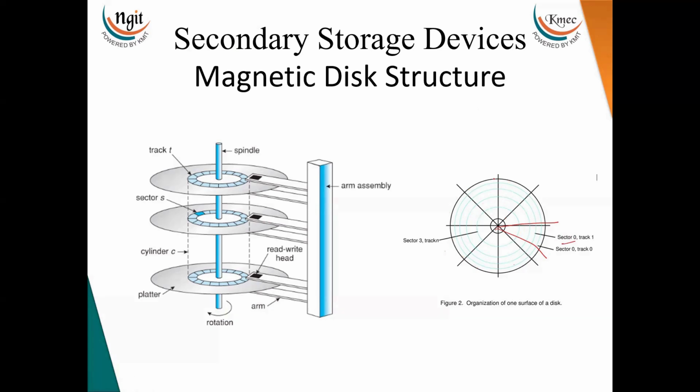Now what is a cylinder? A set of corresponding tracks. Here you can see this is one track, and this is one more track, and like that, all the corresponding tracks of all surfaces of a stack of disks form a logical cylinder. This is a track, this is a track, this is a track. All the tracks of all the surfaces of the disks together are called the logical cylinder, or cylinder C. This is about the structure.